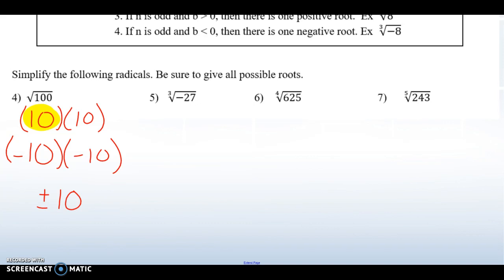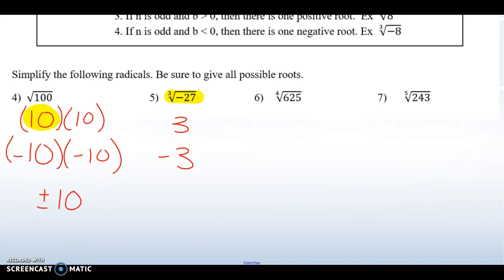But just know there is technically two, okay? But what about number 5? The cube root of negative 27. Is my answer 3 and negative 3? No, it's asking you what number multiplied by itself 3 times is a negative 27.